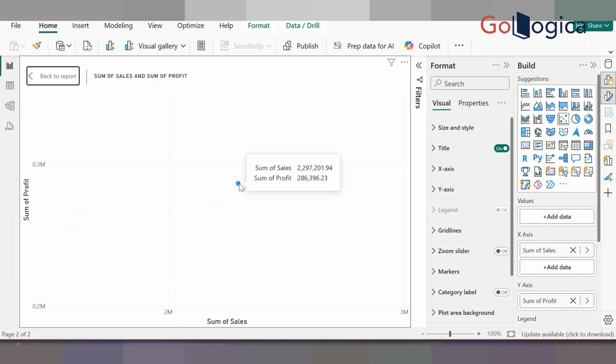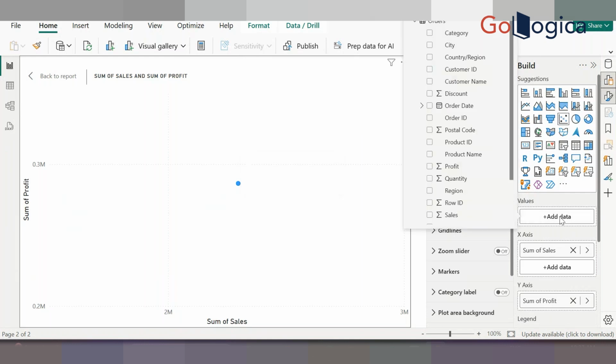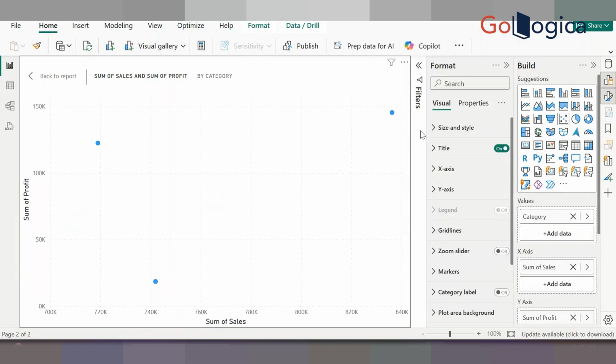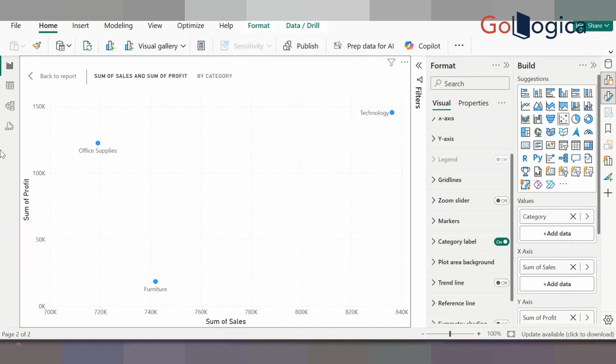Now what I want is to see this profit based on some dimension. So I'll go to the values and add a dimension here as category. When you add a category, you can see this data is divided into three different categories: technology, office supplies, and furniture. If you want, I can add this category label here.